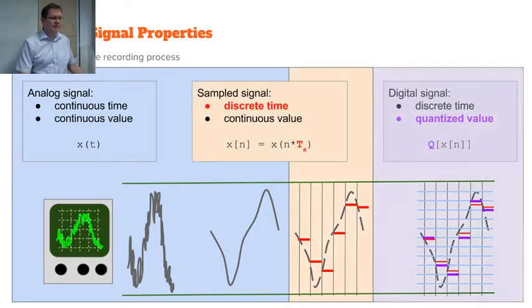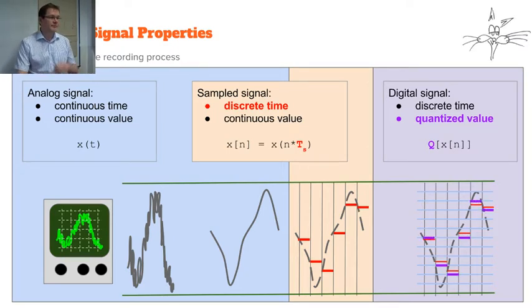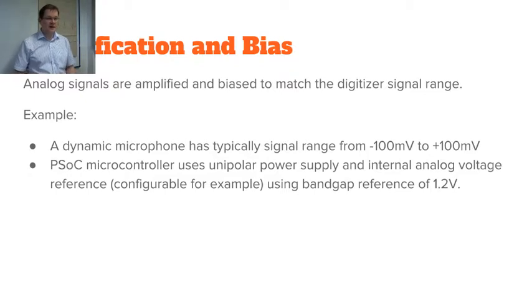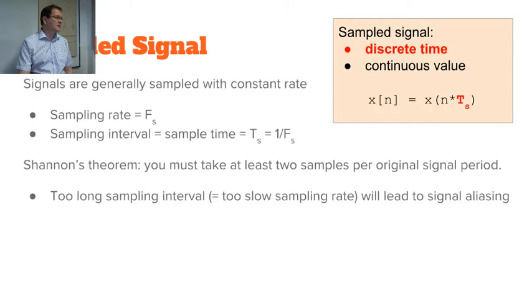So that's the same thing in that kind of blocks. The final signal is a digital signal, which is discrete in time and quantized in value. And that also brings us a new noise called quantization noise. Amplification and bias, I'll just go through these sampled signals quickly.